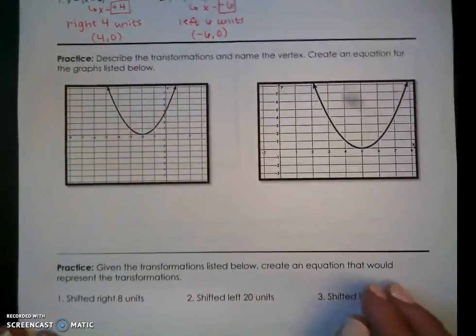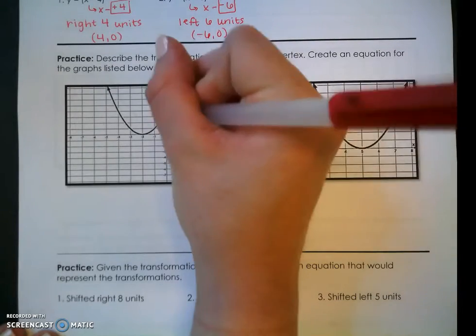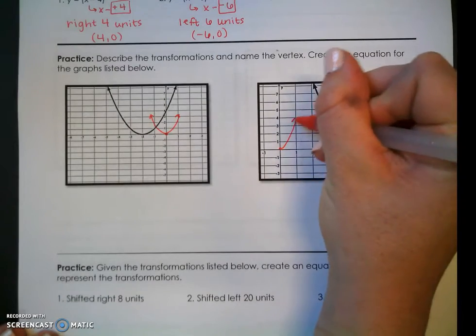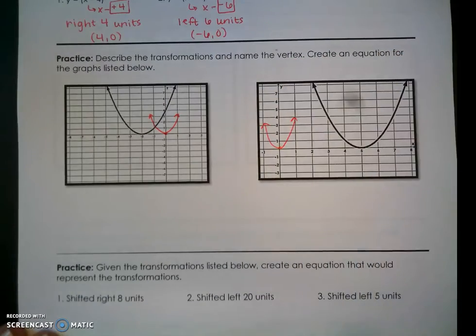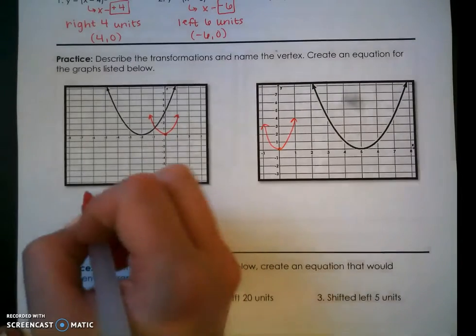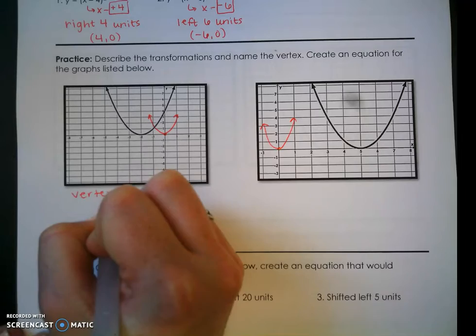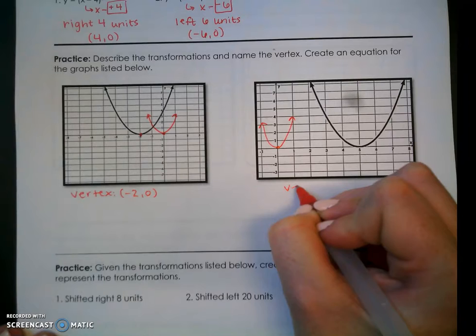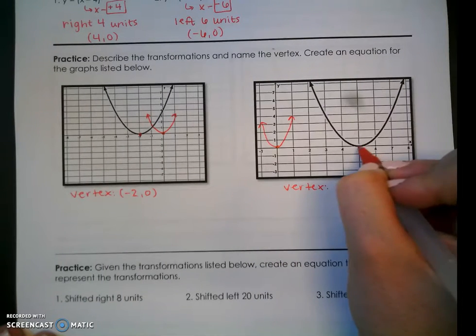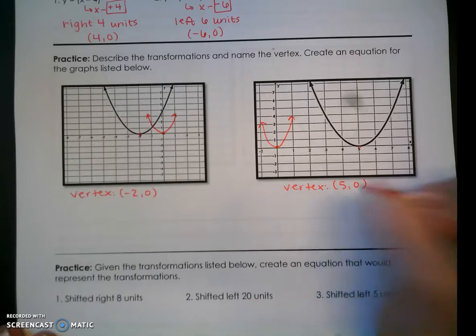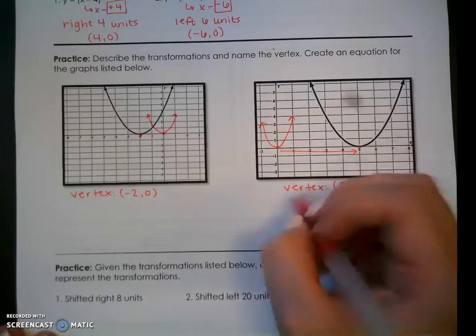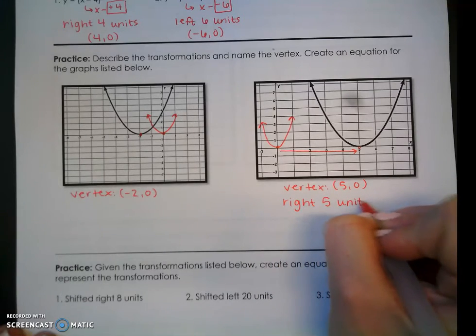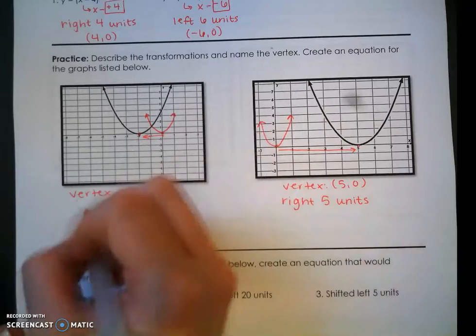Same thing as before over here. You always want to think about your parent function starting at 0, 0. Sometimes they're not a very good view, but just a general idea. My vertex for my new graph is over here at negative 2, 0. My vertex on this one is at 5, 0. This one has moved to the right 5. And this one has moved to the left 2.